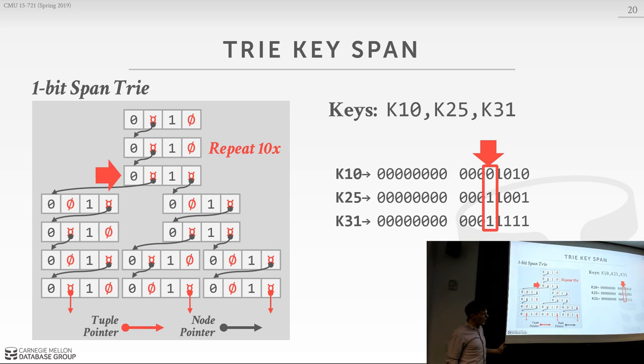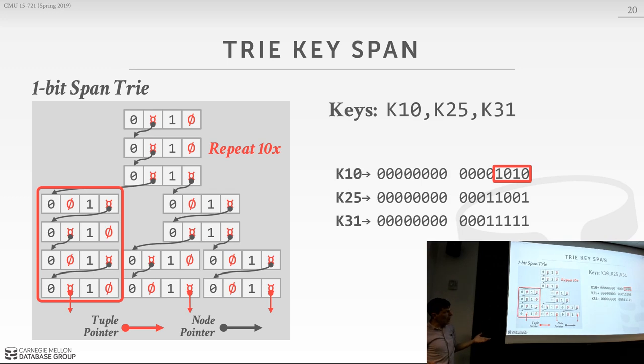And now we actually do our branching, because for key 10, the bit of this position is 0, but for key 25 and 31, the bit position is 1. So we'll have a branch go down this side corresponding to where key 10 is, and a branch for this side for key 25 and 31, because they have 1. So there's a pointer from down here to 1.